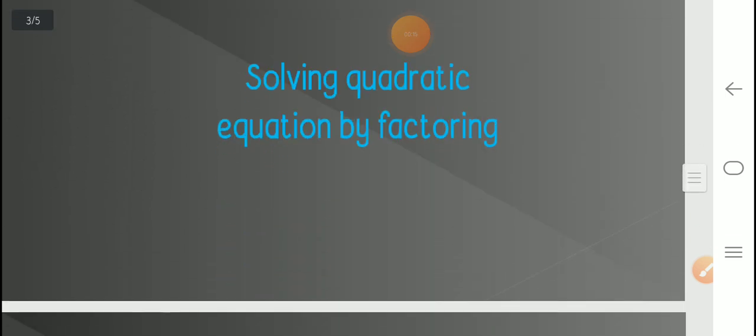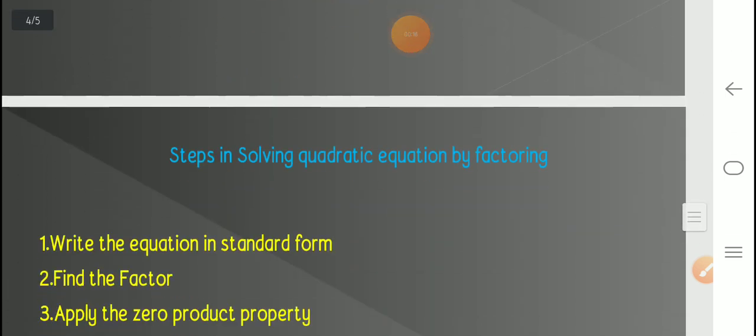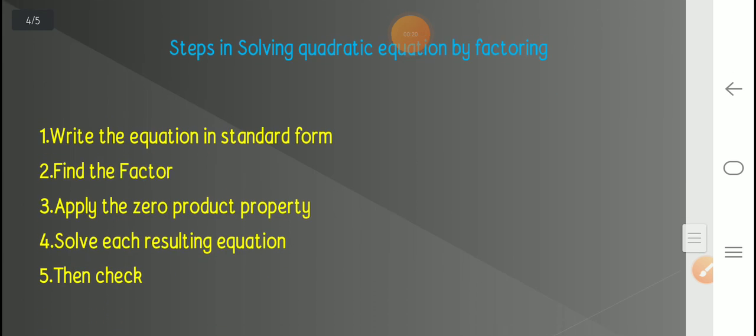In solving quadratic equations by factoring, there are 5 steps. First, we write the equation in standard form, then find the factors, apply the zero product property, solve each resulting equation, and then check.